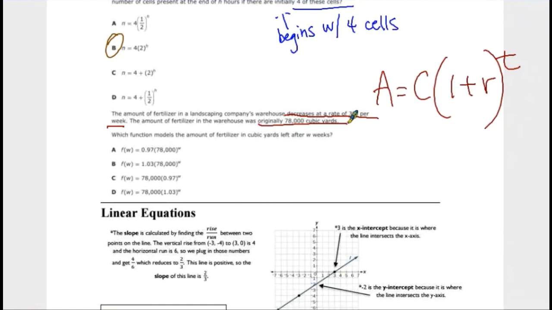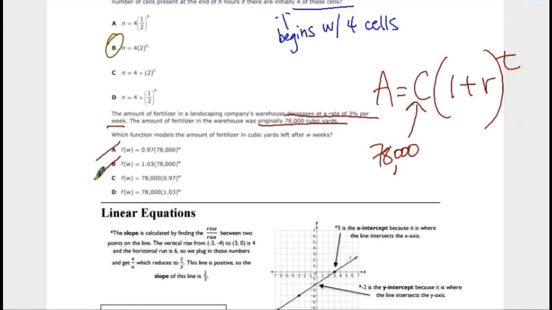So let's see if we can just eliminate any answers right off the bat. So we know that it said our initial amount, so that C has to be 78,000. So are there any answer choices that don't have that in that location, in front of the parentheses? So neither A nor B have that in the right spot. So we've got a 50% chance of getting this right. Out of 4 answer choices, we are down to 2.